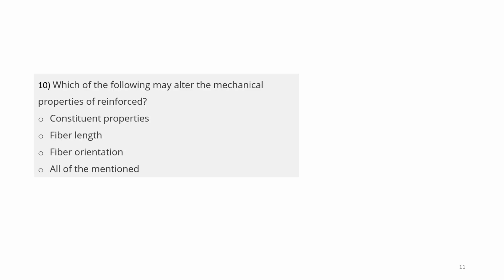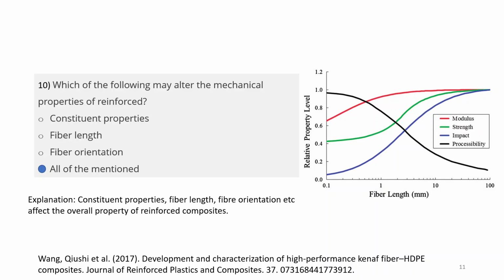Next question is, which of the following may alter the mechanical properties of reinforced composites? Your options are constituent properties, fiber length, fiber orientation and all of the mentioned. So the correct answer will be all of the mentioned. Here you can see constituent properties, fiber length, fiber orientation, etc. affect the overall property of reinforced composites. With increasing fiber length, only one thing, processability, will deteriorate. Other properties such as modulus, strength and impact will keep on improving.